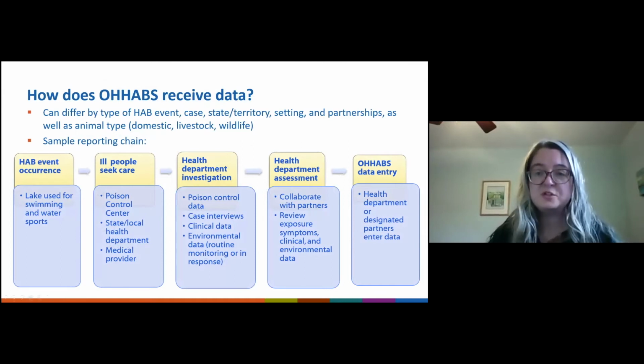In the example shown here, people who become ill after a trip to the lake contact their poison control center, their health department, or a medical provider. Any cases reported directly or indirectly to the health department are interviewed, and the health department works with partners such as state agencies to collect and review other supporting evidence before entering data into OHHABS.